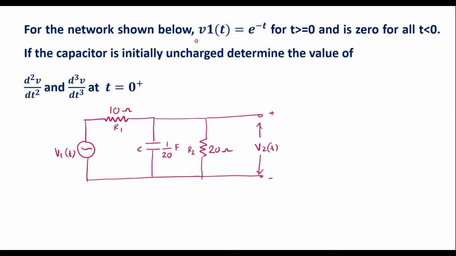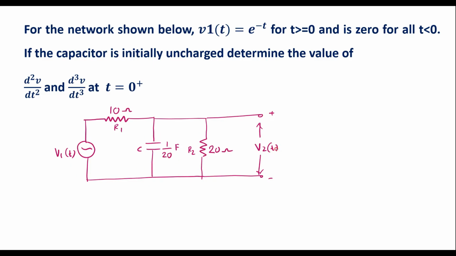For the network shown below, v1 of t is equal to e power minus t for t greater than or equal to 0 and is 0 for all t less than 0. If the capacitor is initially uncharged, determine the value of d square v by dt square and d cube v by dt cube at t equal to 0 plus. This is the given circuit.